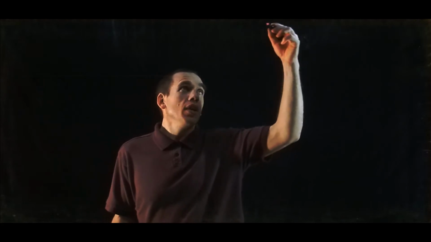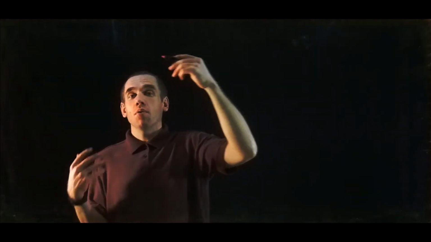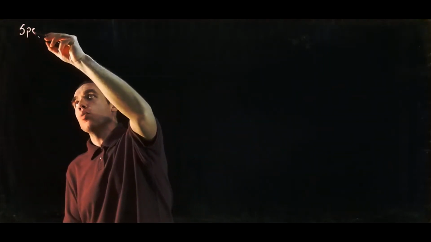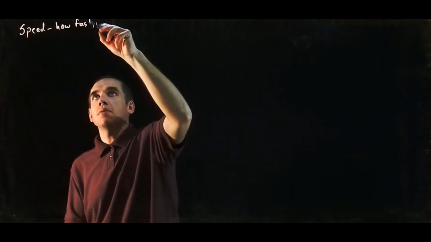In this lesson, we're going to look at speed, velocity, and displacement. Now, we already know what displacement is, right? Displacement is the change in position of an object, but we need to remember that displacement includes direction. We're all familiar with speed. We know that speed is how fast something moves.